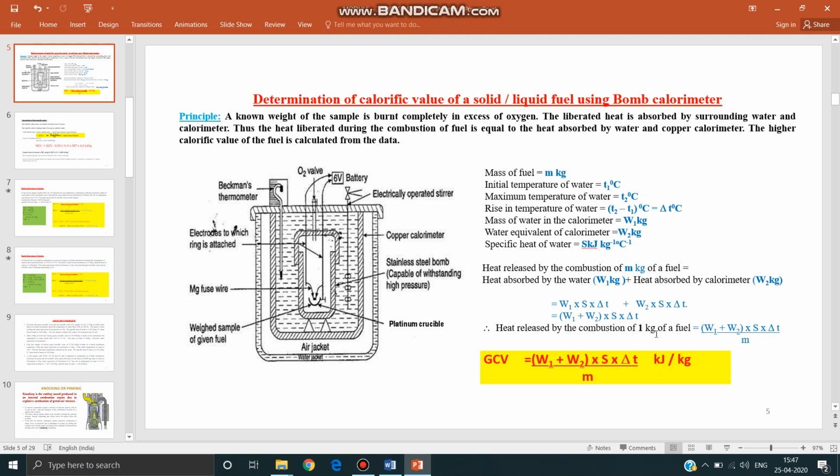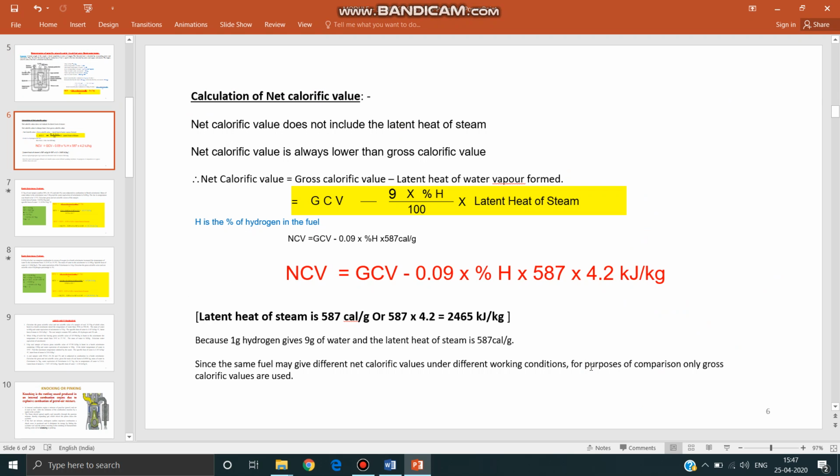Why do we take 1 kg of fuel? Because in the definition we have stated the amount of heat liberated when a unit quantity of chemical fuel is burned completely in air or oxygen. So unit quantity, that is nothing but GCV. So GCV is equal to (W1 plus W2) into S into delta T divided by m. So from this experiment you will get GCV. By knowing GCV we can calculate NCV.